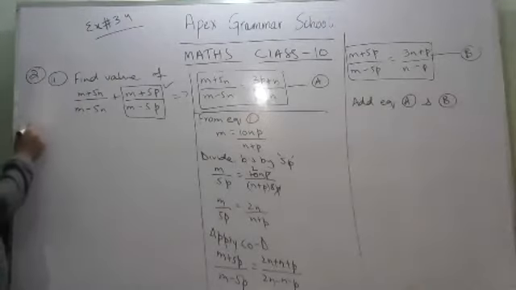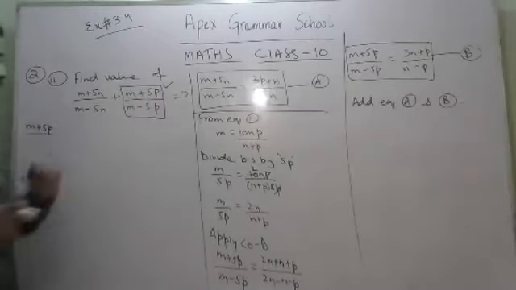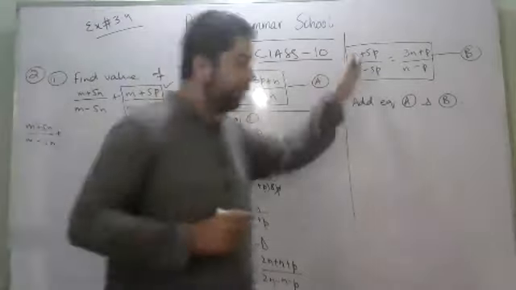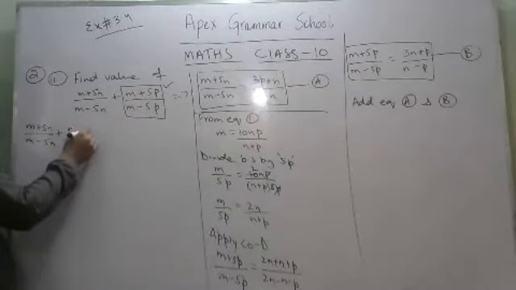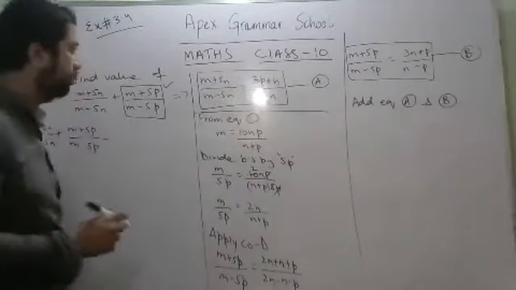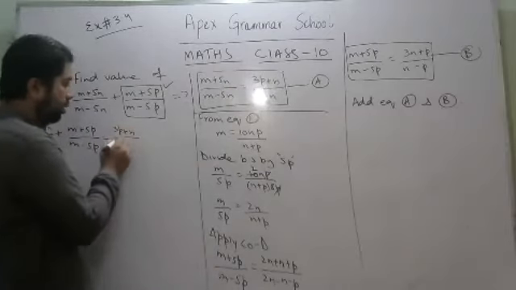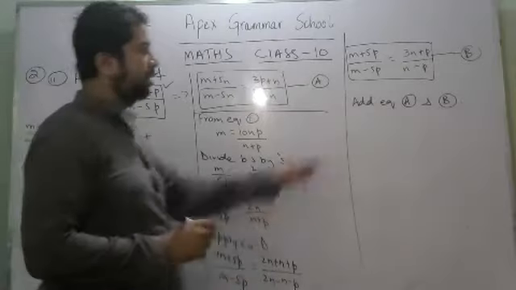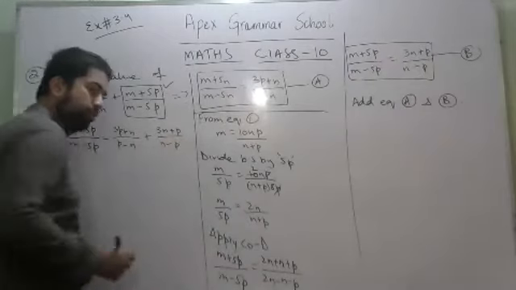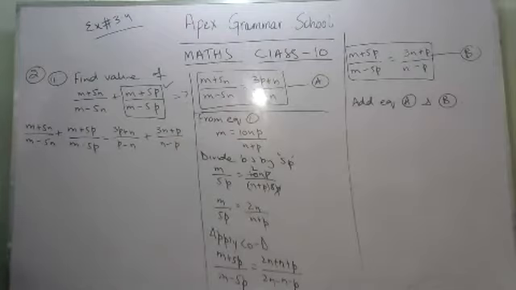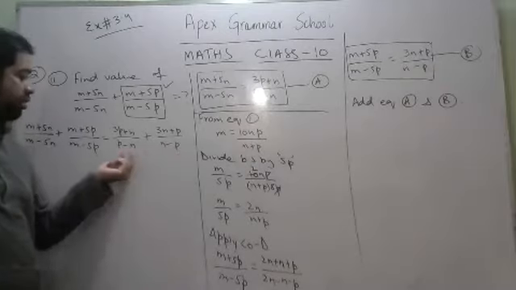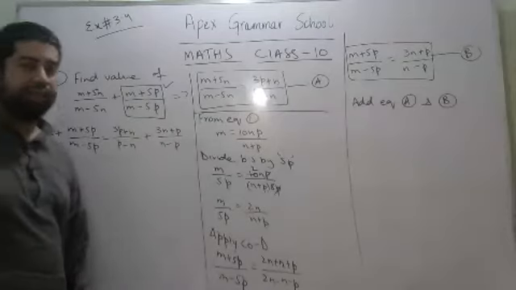Add them. Left hand side: addition with the left hand side, m plus 5n over m minus 5n, plus the right hand side of question B. You can easily solve this, but there is a little problem: its denominator is p minus n and the other denominator is n minus p. So you need to make them the same. How can you make them the same? I am doing this here.